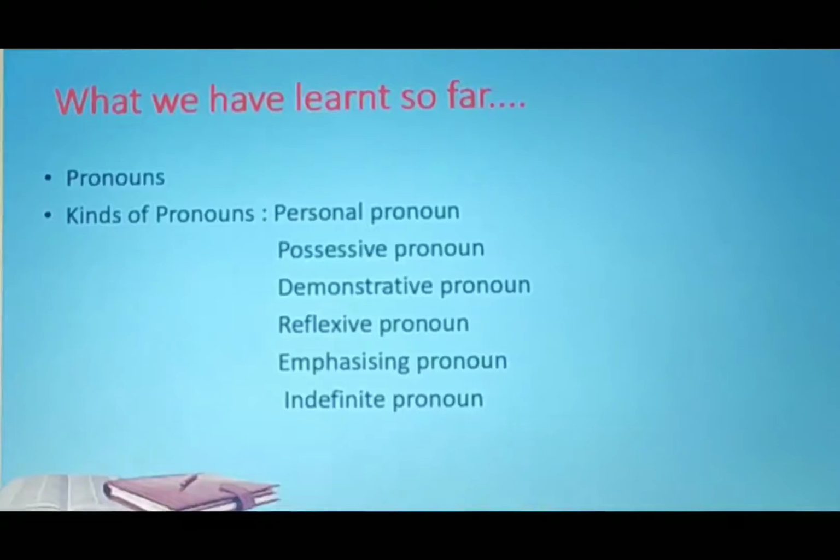Last one is indefinite pronoun. Indefinite means something which is not fixed. For example, somebody must be home. So this somebody can include anybody. It can be anyone who is there in the house. So someone, anyone, anybody, etc. are examples of indefinite pronoun. It is not fixed who is there in the house, so it is not clear to us when we read the sentence.